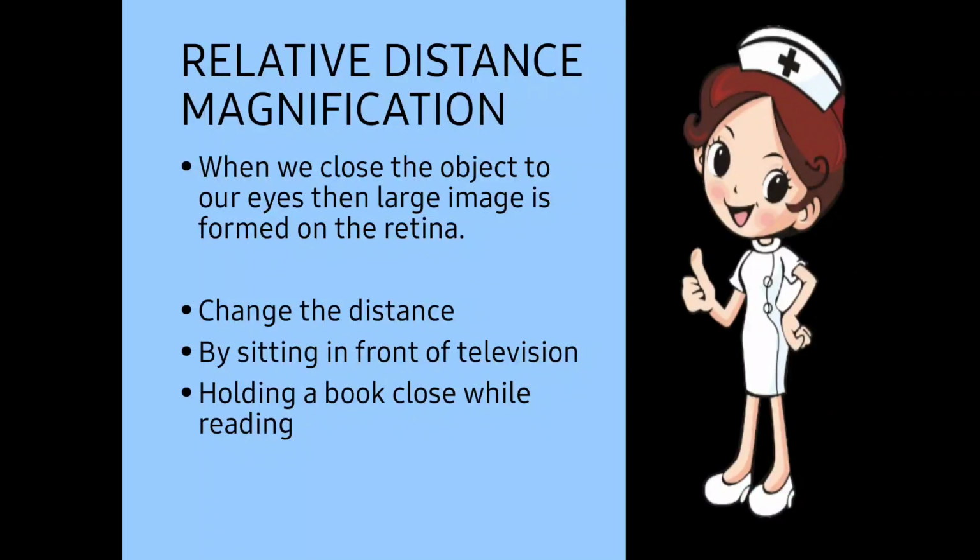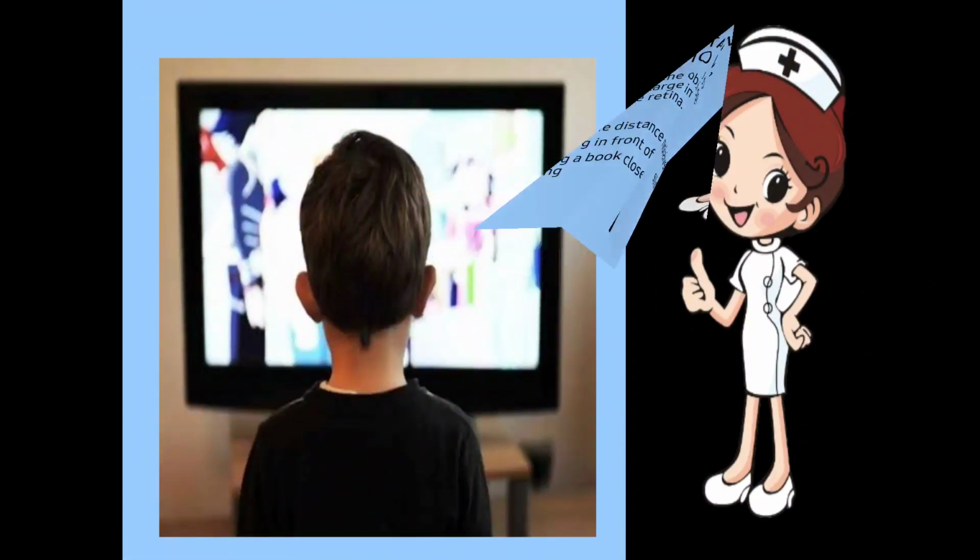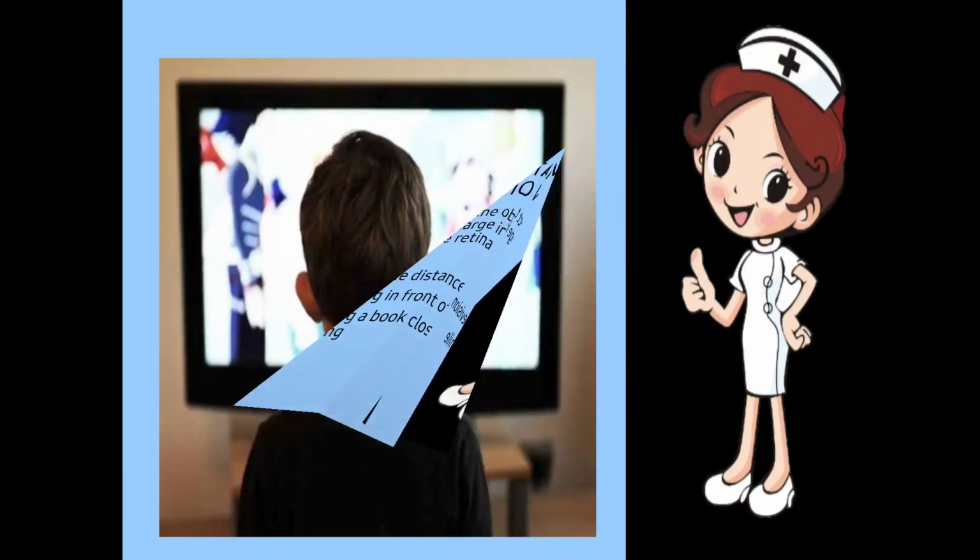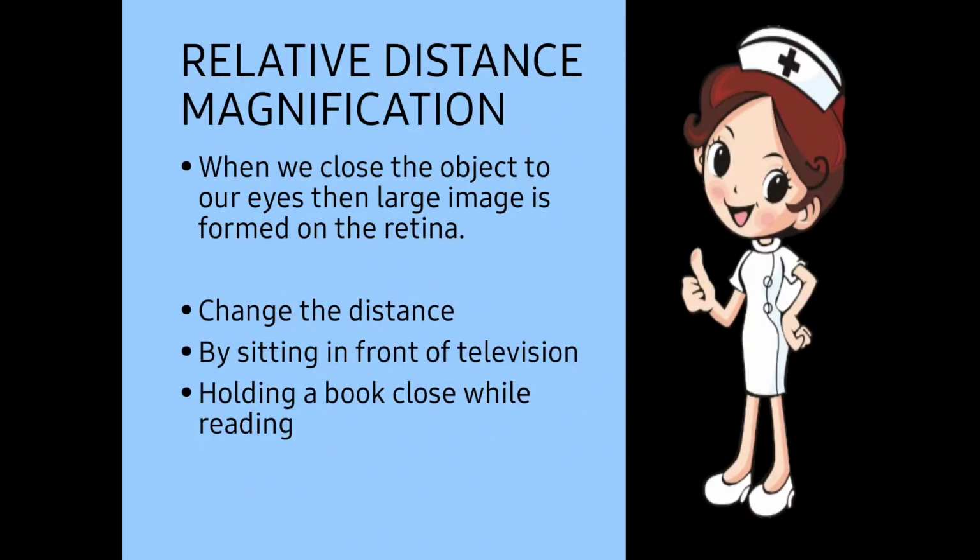In case of distance magnification, the object should be close to our eyes, so a large image is formed on the retina of the patient. For example, here we change the distance between the patient and the television. Instead of sitting at the back, maintaining a distance from the television, we will sit close to the television like here. So a clear image will be formed on the retina. We have used the principle of relative distance magnification by changing the distance so that the image is clear. The next example is holding a book close while reading. When we are reading, we hold the book close so that it looks clear.